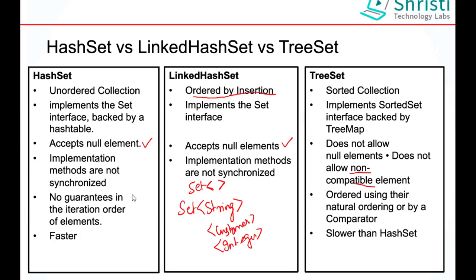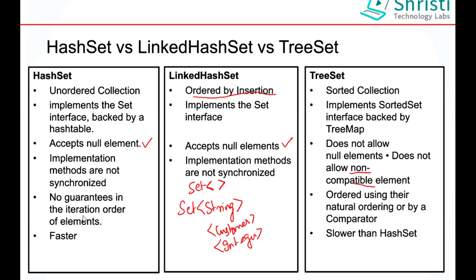Okay, the next point. In case of hash set, the methods are not synchronized. That is, it is not a thread safe collection. In case of linked hash set also, the methods are not synchronized. Same is the case with tree set. Next comes the iteration part. When you are trying to iterate the elements in hash set, you cannot guarantee in which order the elements will be retrieved. The reason being, the elements are added as per the hash code value. So the output will be in the order of the hash code value only.